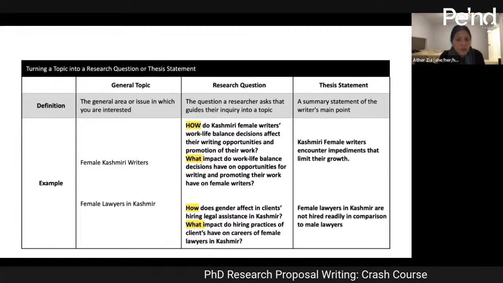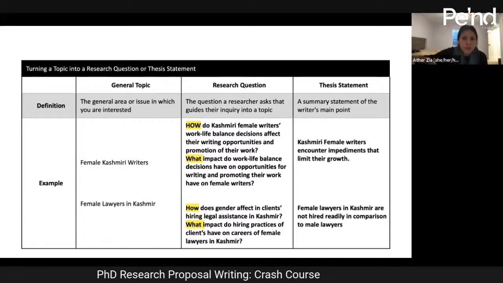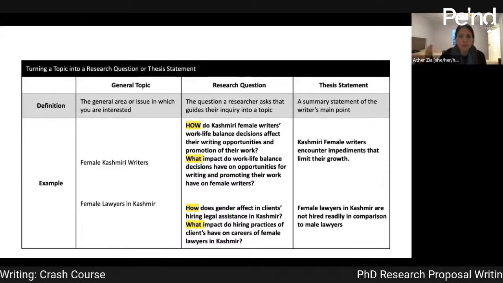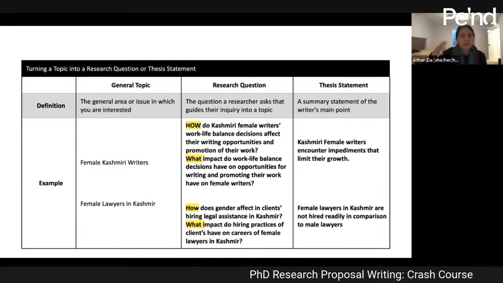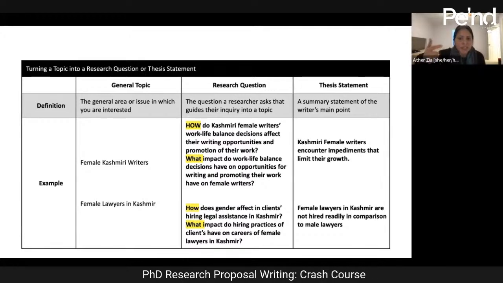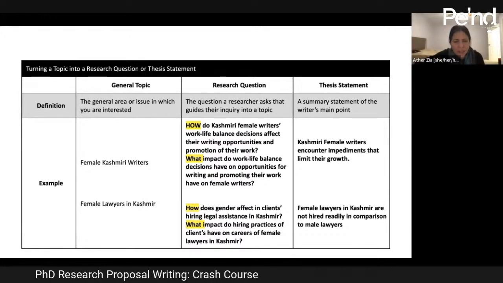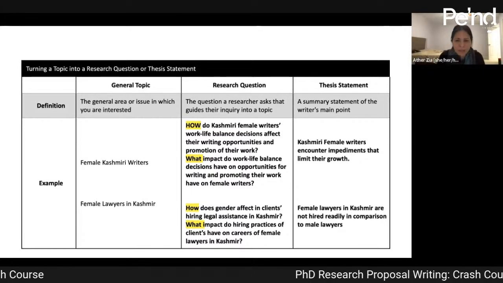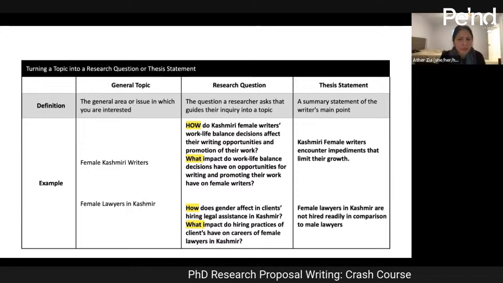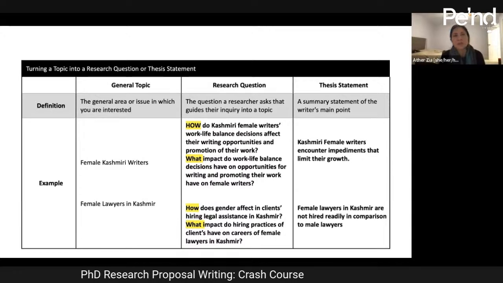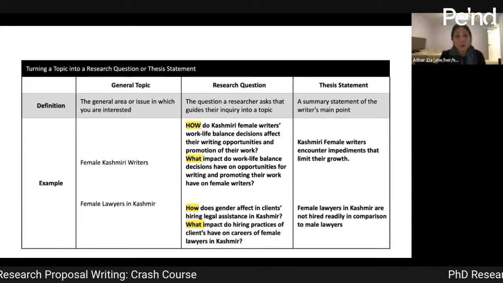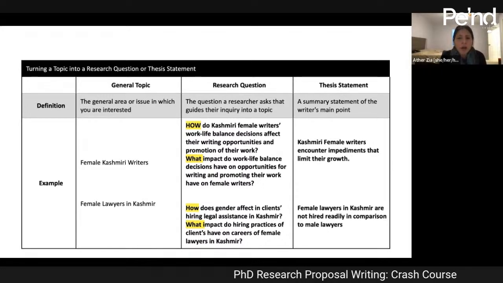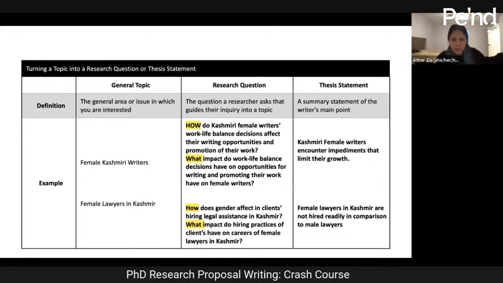And what could the research question be? And the question that's going to guide their inquiry into the topic. Now they're interested in how women write, what do they write, but what are they going to ask? So I just had some questions here that are easy to think about. They can be different, but they will give you a general idea of how to narrow it down and how to use the research questions. They usually have a how in them, they have a what in them, and I'm going to talk about that in a little bit. So the general topic is female Kashmiri writers.